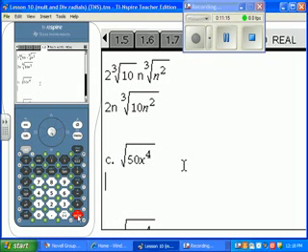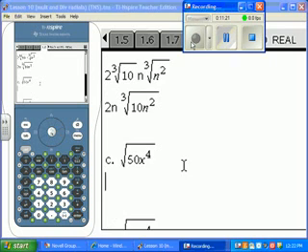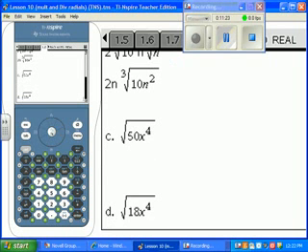Now, look, you're dealing with square roots now. So you're talking about the perfect squares. Okay, let's talk about C. Ready? Let's break it up. How am I going to break up 50? Square root of 25, square root of 2. Okay, 25 and 2. Okay.